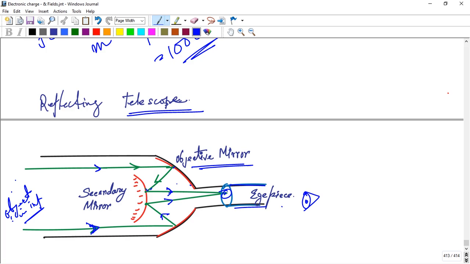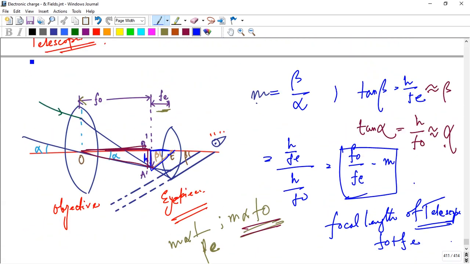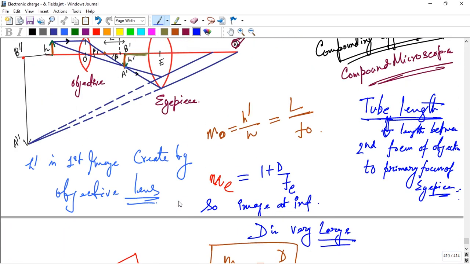A large reflecting telescope is the Keck telescope in the USA, which is 10 meters in diameter, very large. That's why the reflecting telescope is more powerful than the refracting telescope. This is the refracting telescope, this is the reflecting telescope, and this is a compound microscope.